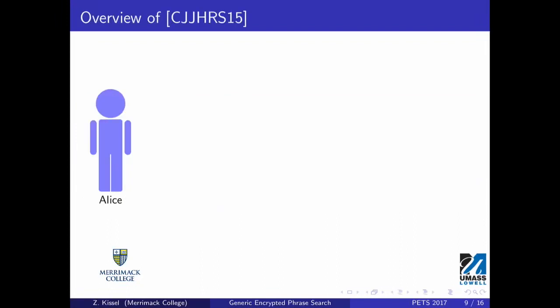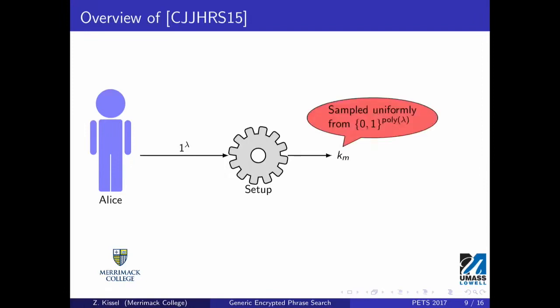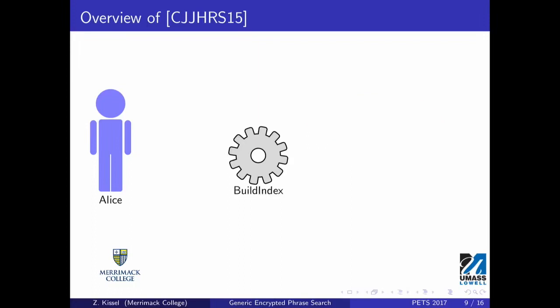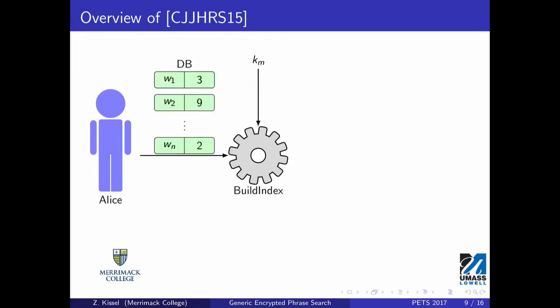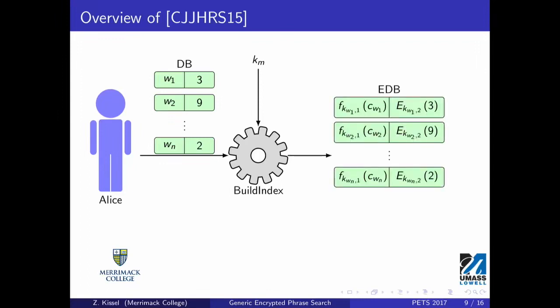CQA2 secure. So Alice runs the setup algorithm, gives the security parameter, gets the master key, which is polynomial in the security parameter. She then goes on to build the index, where she's given the DB as a form of key-value pairs, where the key is a word and the value is a document identifier. Then out arrives a key-value pair that's encrypted. The left-hand side is a pseudorandom label. The right-hand side is an encryption of the document identifier.